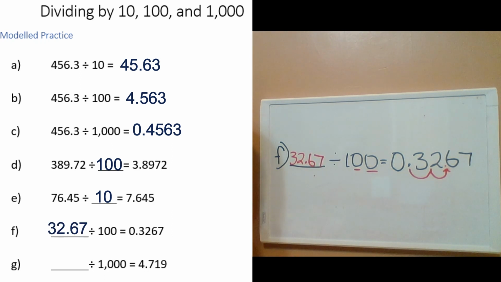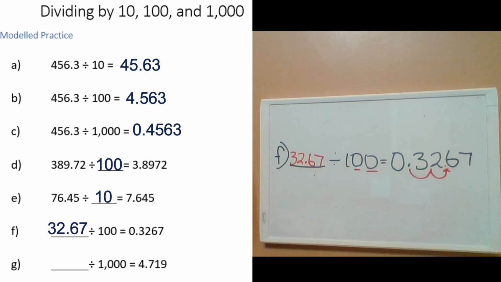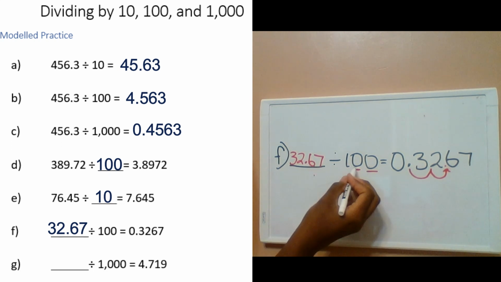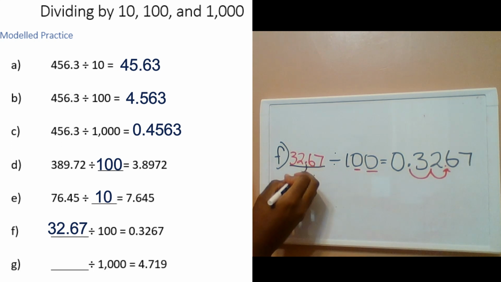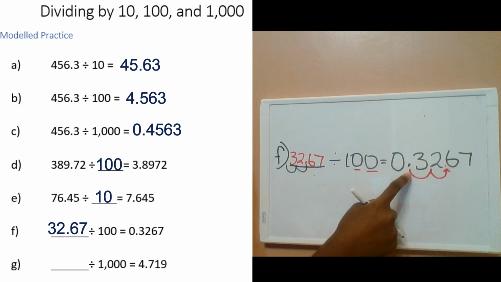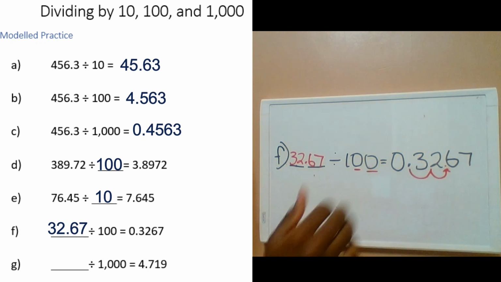How do I know if this is right? Well, let me just try it going the other way now. If I divide this by 100, it's going to get smaller, so my decimal point moves the other way, and it will move 2 places the other way. 1, 2. The decimal point will then be in front of the 3, and that's exactly what I see over here. So I know this answer is correct. 32.67 divided by 100 will give 0.3267.